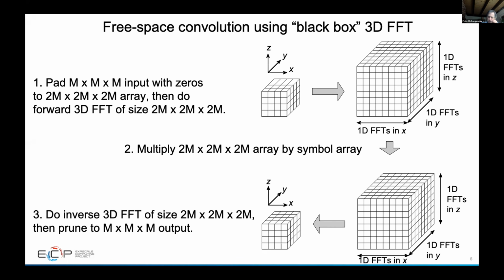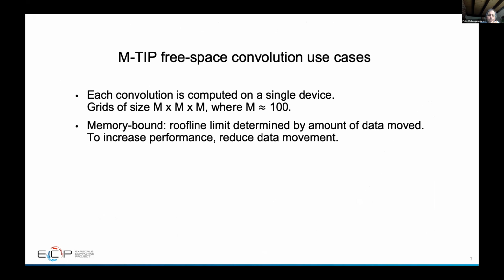As for the use cases within MTIP, each convolution is computed on a single device on 3D grids of length around 100. This convolution is memory bound, so the roofline limit is determined by the amount of data moved, and therefore, to increase performance, the simplest way is to reduce data movement.